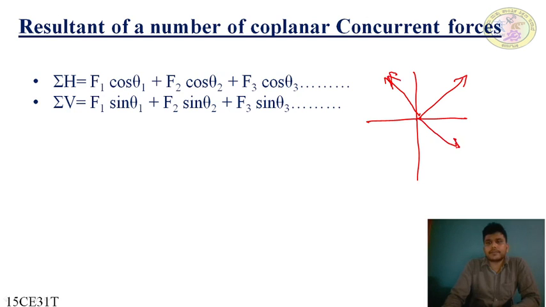X-axis and Y-axis. Suppose this is F1, and this is theta, then F1 cos theta will be the first component. Suppose this force is F2 and theta 2 is this one, then F2 cos theta 2 will be the next one. In a similar way, F3 cos theta 3 and F4 cos theta 4 for the number of forces. We have to find sigma H and sigma V, the horizontal component and vertical component. The summation of horizontal components is sigma H, and the summation of vertical components will be sigma V.